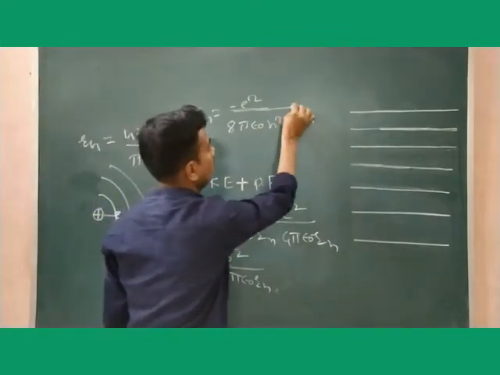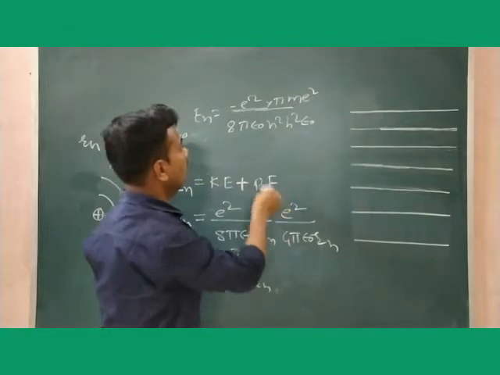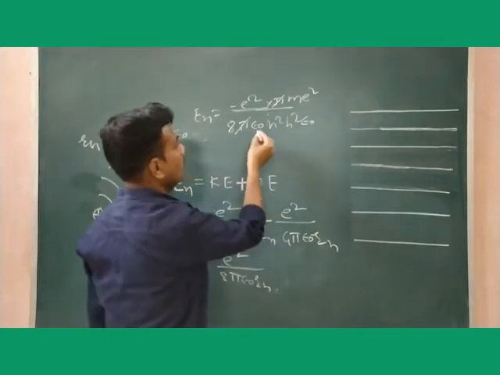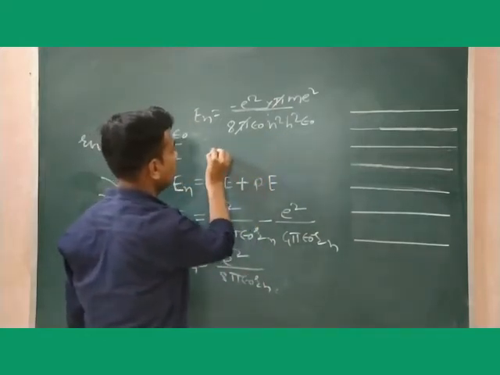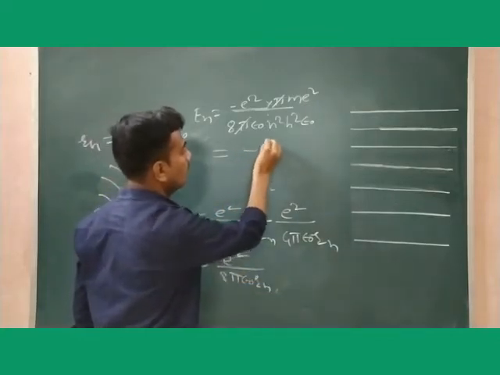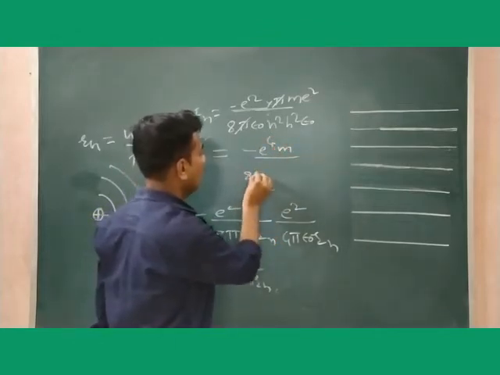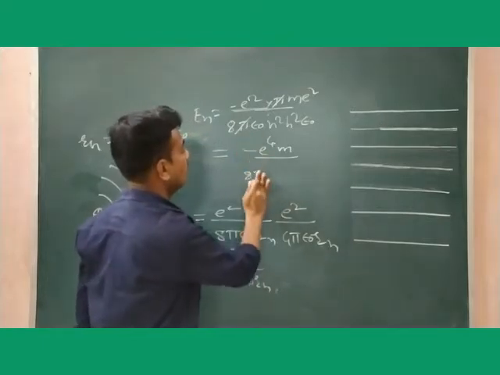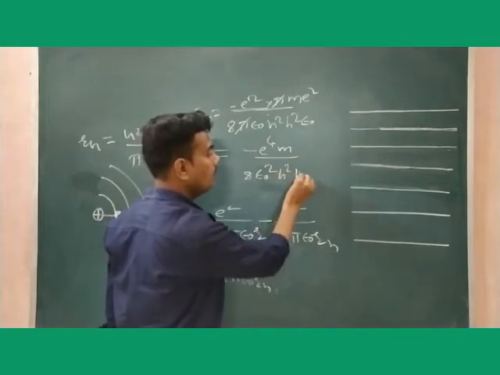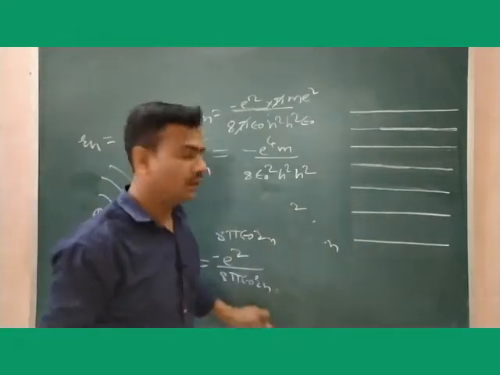So this goes to the numerator, which is pi m e square. This pi cancels with this pi, and what we will get is En equal to minus e raised to 4 into m divided by 8 epsilon 0 square into h square into n square. So this is the energy of the electron inside the nth Bohr orbit.